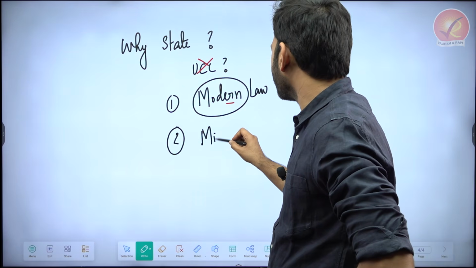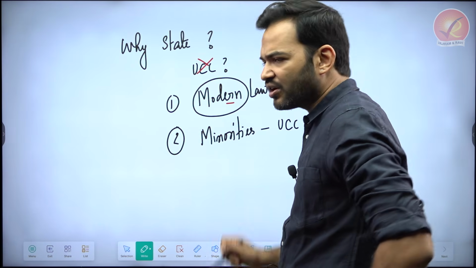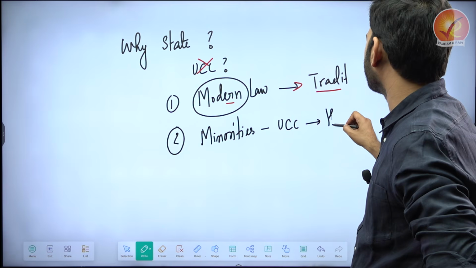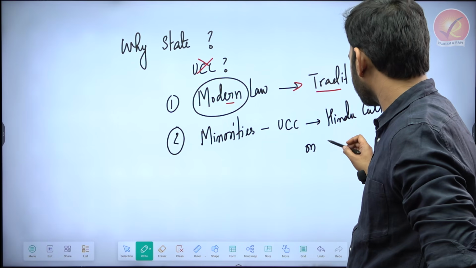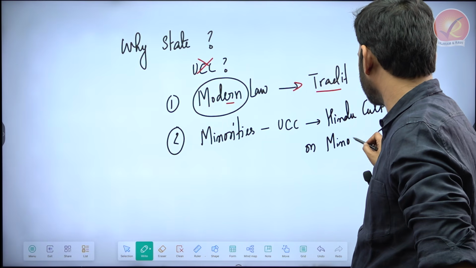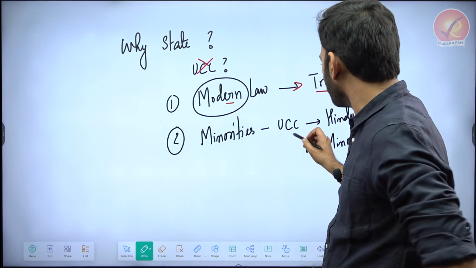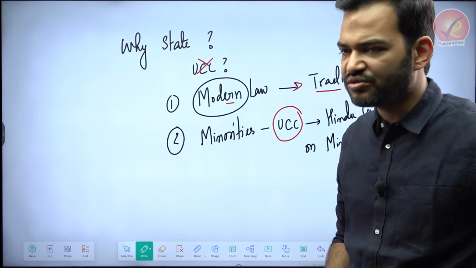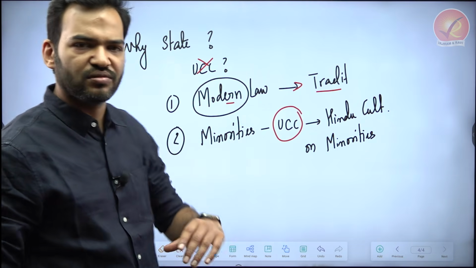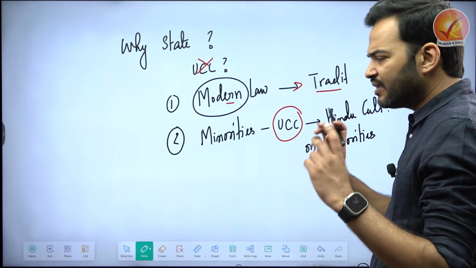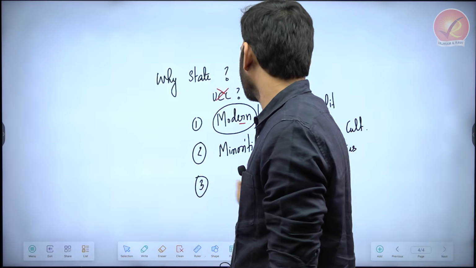Second, minorities in India often feel that in the name of bringing a modern law, the state will try to impose Hindu cultural practices on Muslims, on minorities. So what the minorities are saying is, in the name of bringing a modern law, which is a UCC, the state will try to impose Hindu religious practices on whom? Minorities. So the people who are most afraid of UCC are minorities.